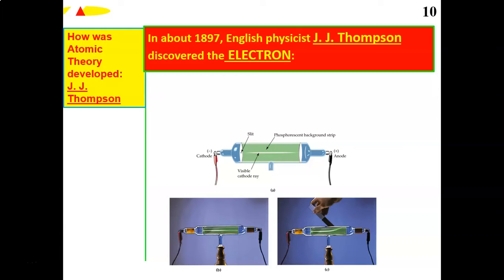Well, first we start with J.J. Thomson. So in about 1897, physicist J.J. Thomson discovered the electron.